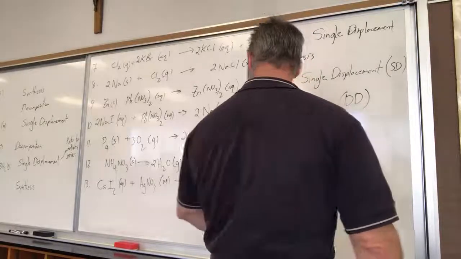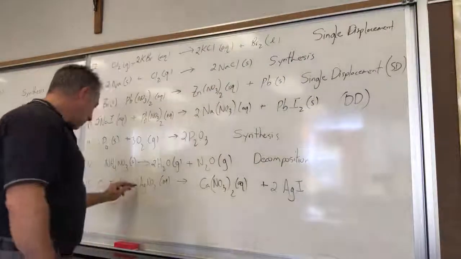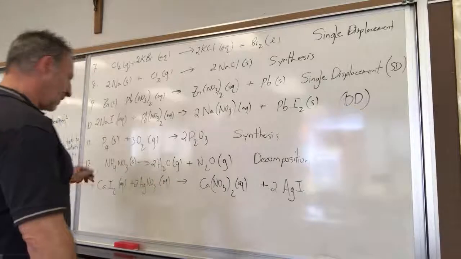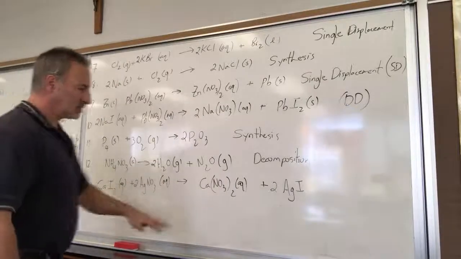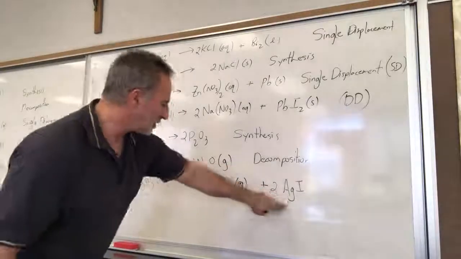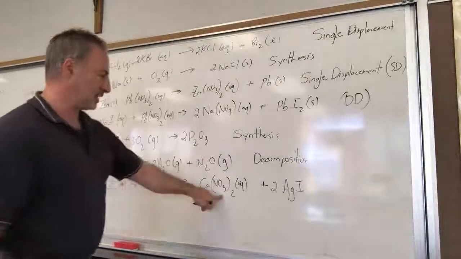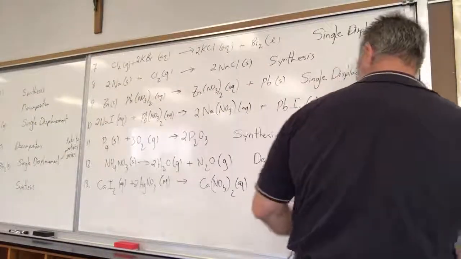You're going to have 2 silver iodides, which means you have to have 2 silvers over here, 2 silver nitrates there. Yeah, so let's check it now. Calcium, 1 calcium. 2 iodides, 2 iodides, 2 silvers, 2 silvers, and 2 nitrates, 2 nitrates. It's balanced, and it's a double displacement reaction.